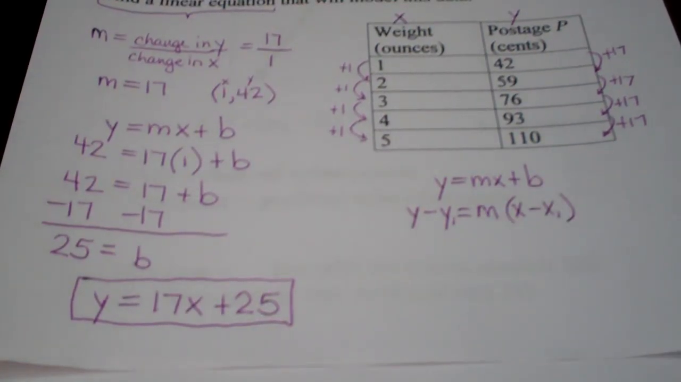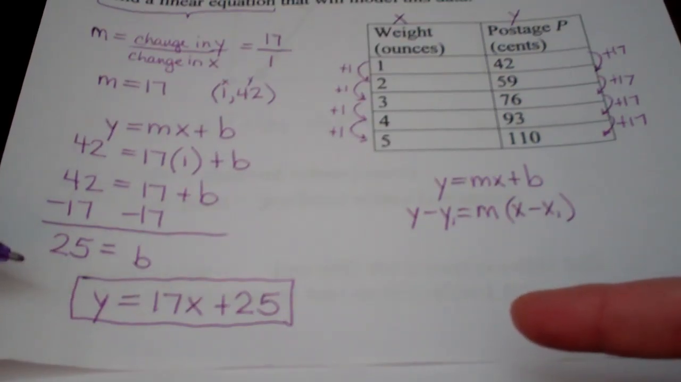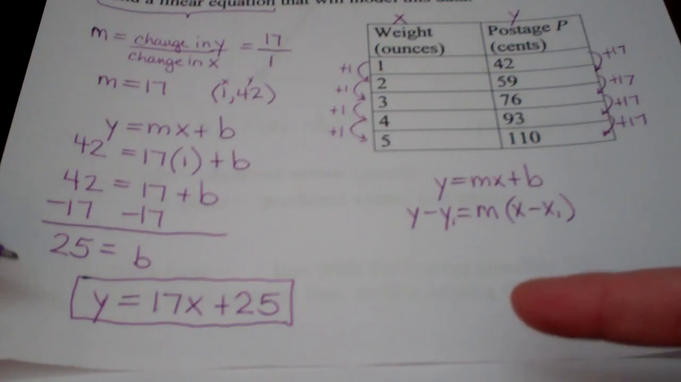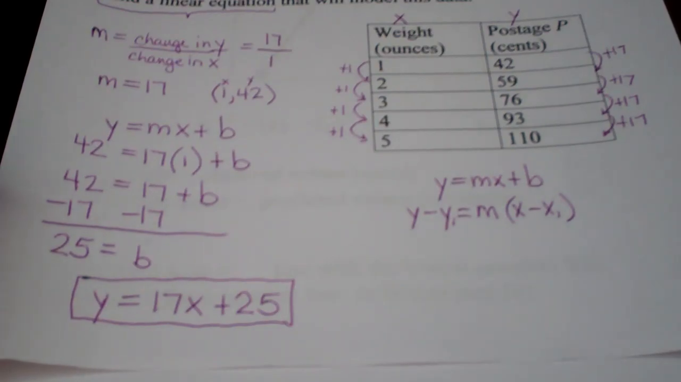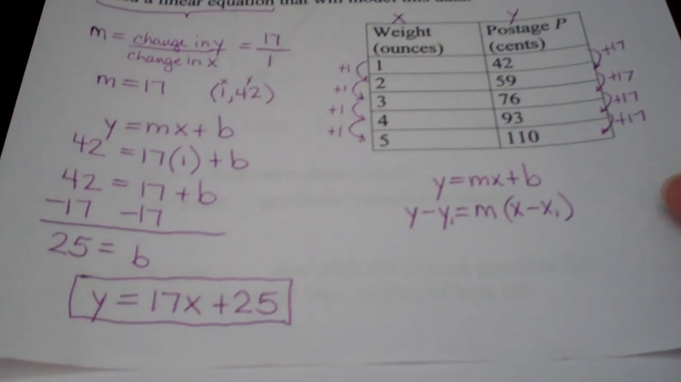Okay, so that's exactly linear. We talked about how to decide if it's exactly linear, and this is sort of a reminder about the process that we would use to find the equation of a line or a linear model. Alright, so that's exactly linear. The next thing we want to talk about is when it is approximately linear.